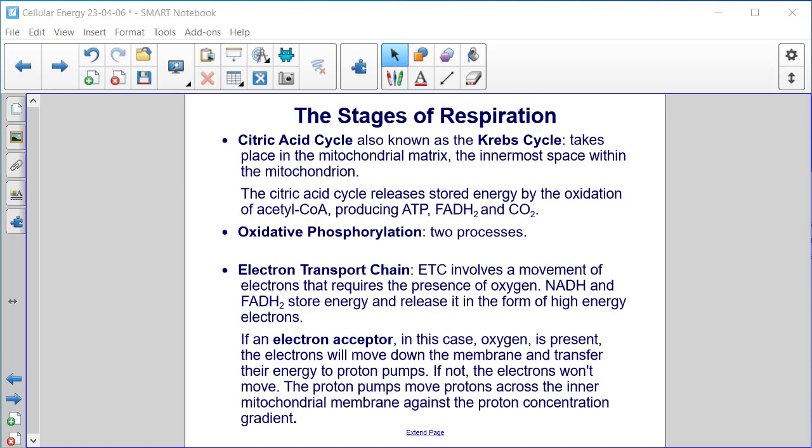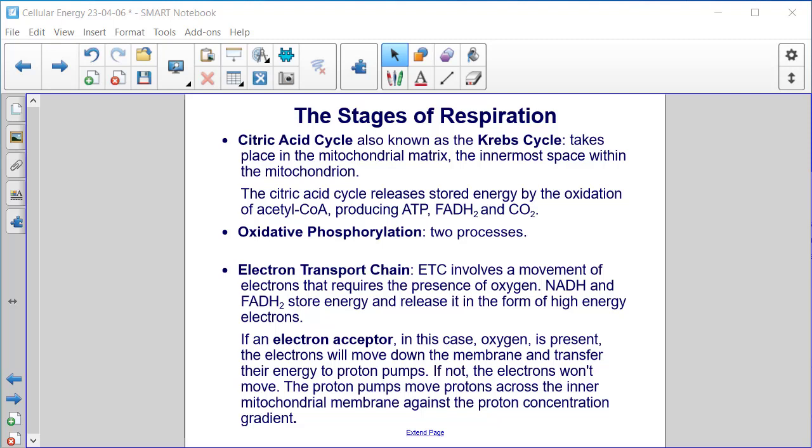The citric acid cycle, also known as the Krebs cycle, takes place in the mitochondrial matrix, the innermost space within the mitochondrion. The citric acid cycle releases stored energy by the oxidation of acetyl-CoA, producing ATP, FADH2, and CO2. The last stage of respiration is oxidative phosphorylation, which is 2 processes.